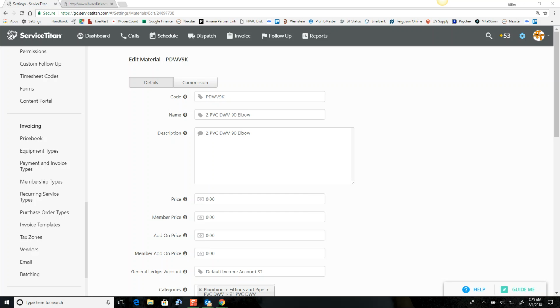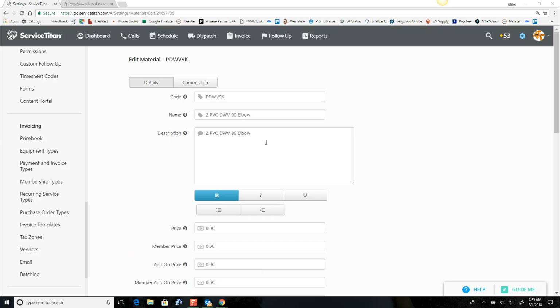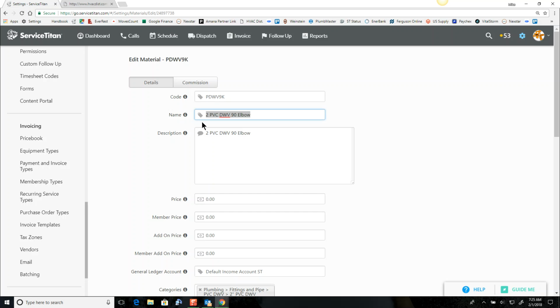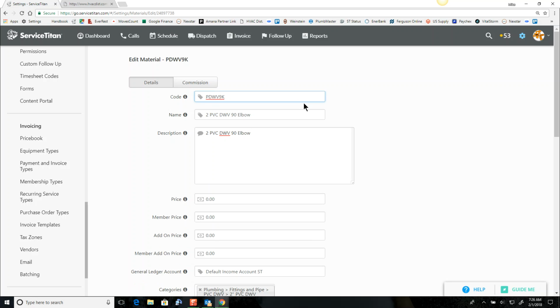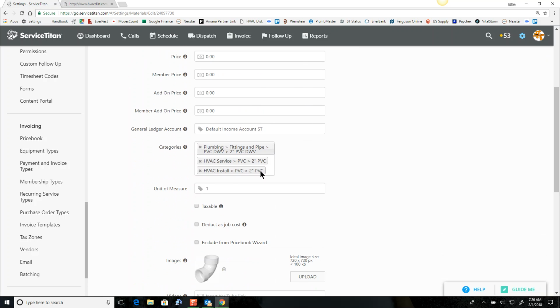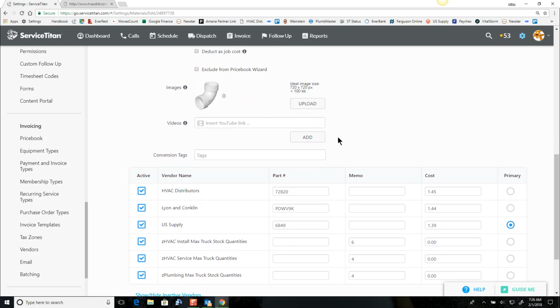I just wanted to take a quick minute to go over how the material price book is set up. If we look at this one fitting right here, we're looking at a 2-inch PVC DWV 90 elbow. That fitting, using this code, PBWV9K, is one fitting. If we look at it, I can see I have it in 3 different categories, and it's still all the same fitting.